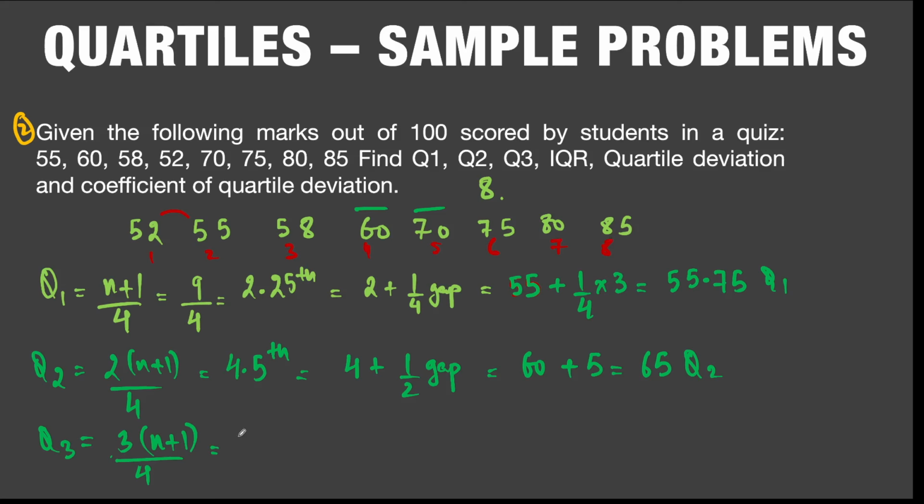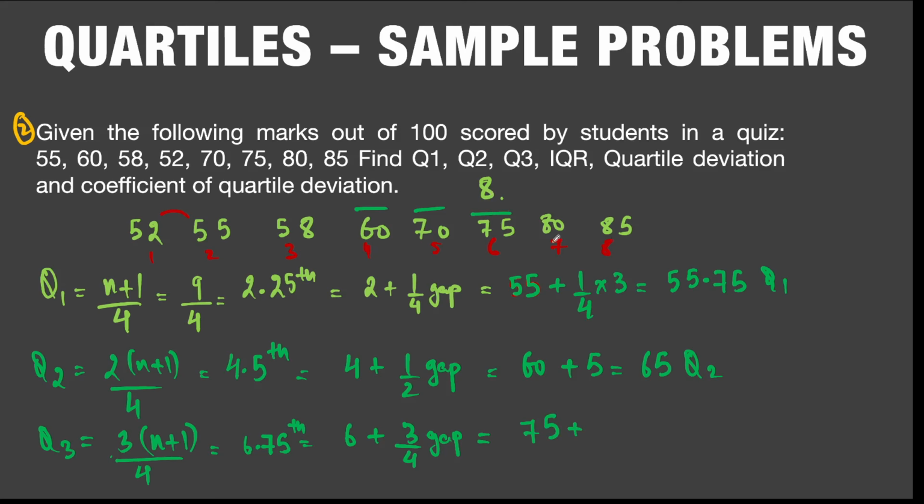9 into 3 is 27, and 27 over 4 gives me 6.75. So the 6.75th term is what we're looking for, which means the 6th term plus 3 by 4 of the gap between the 6th and the 7th term. The 6th term that we are looking for is 75, right? 75 is the 6th term.